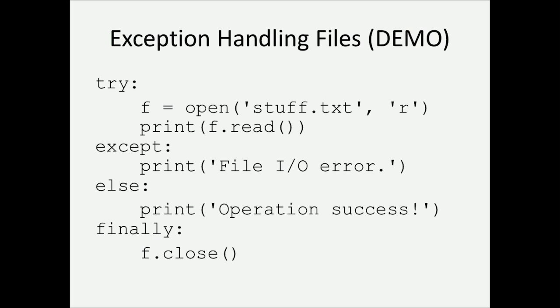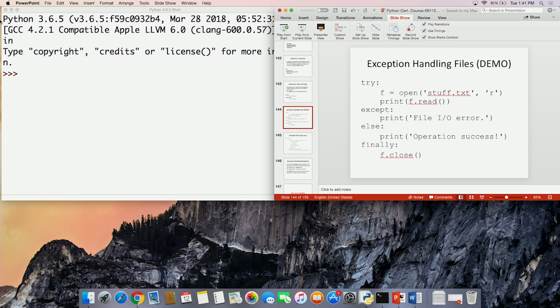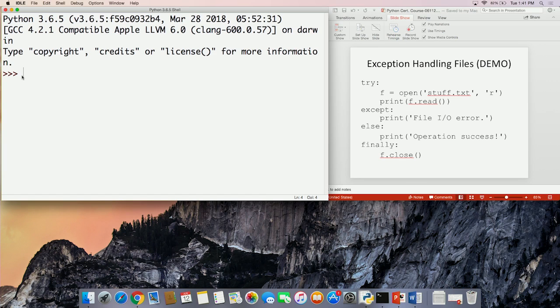The else clause will say, this is what happens if there was no exception. We say, oh, it was successful. That's generally what you're going to do in those clauses very often. And then finally, we're going to close the file. So let's demonstrate this. And it looks like a bunch of code, a long bunch of code. It's really pretty simple.